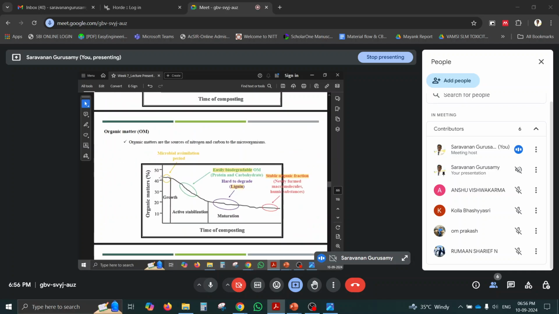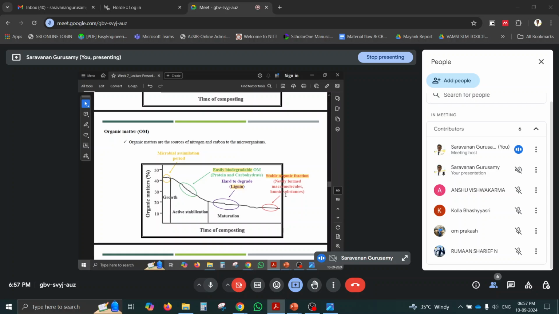Then organic matter, as we know, is initially higher. During the degradation process, the organic content is reduced, and in the final compost only a small quantity of organic matter will be present. What is that? That is the lignin, cellulose and hemicellulose present in the final compost. Initially, during the microbial assimilation period, easily biodegradable organic matter like protein, fat and carbohydrate is degraded, then the hard-to-degrade lignin content starts to degrade, and in the final compost newly formed macromolecules and humic substances will be present. That is also organic, but it cannot be degraded by microorganisms. That is called stable organic fractions.